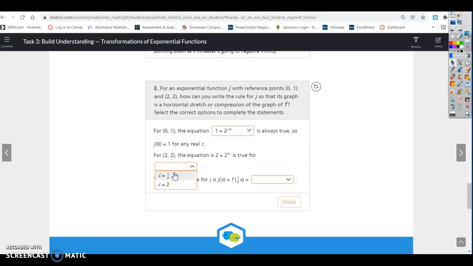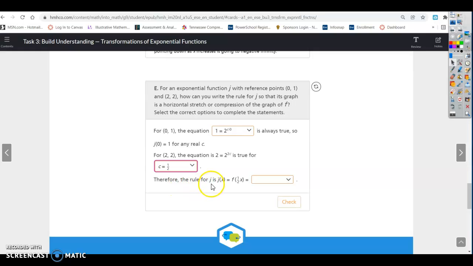That is true anytime c is 1/2. So half of 2 is 1. 2 to the first power is 2. If we made c a 2, 2 times 2 is 4. And 2 to the 4th power is 16, not 2. So this one has to be 1/2 just to make this true. So again, half of 2 is 1. 2 to the 1st power is 2. So when c is 1/2, it makes that true.